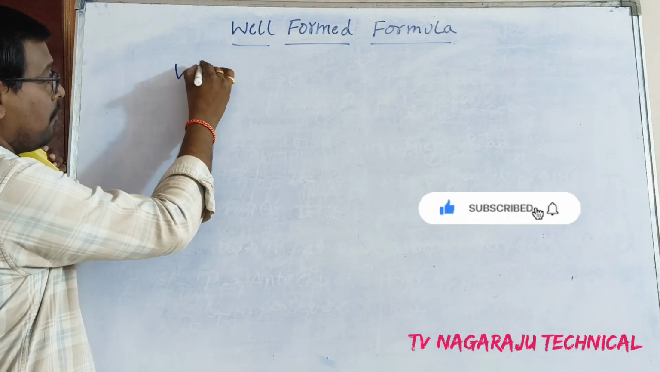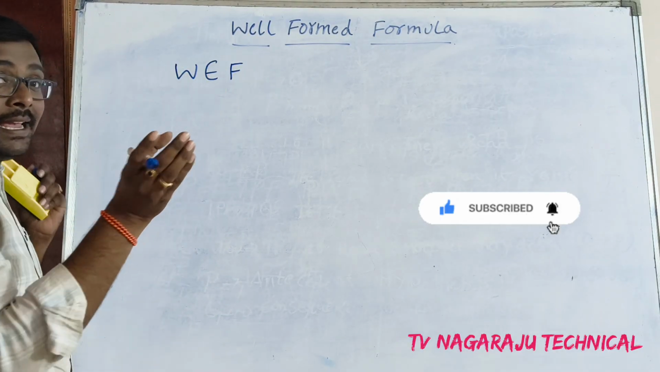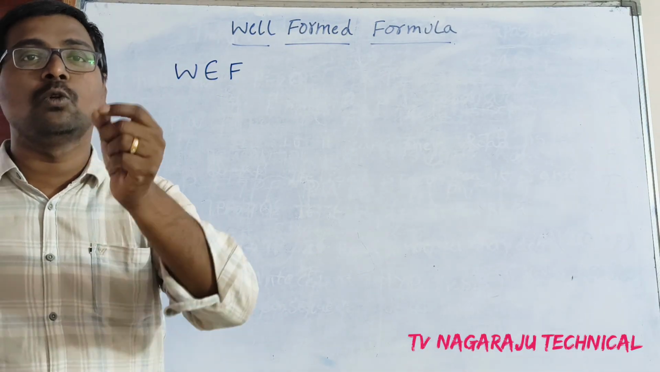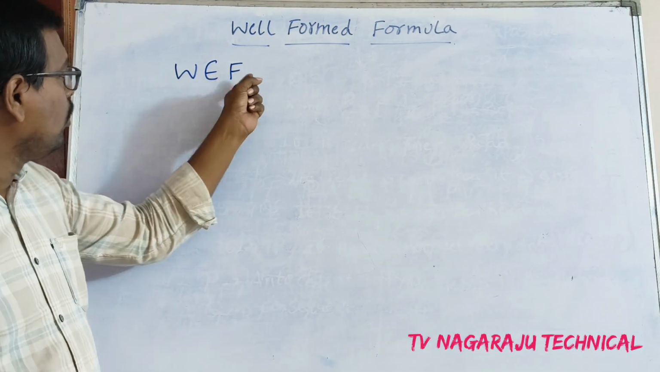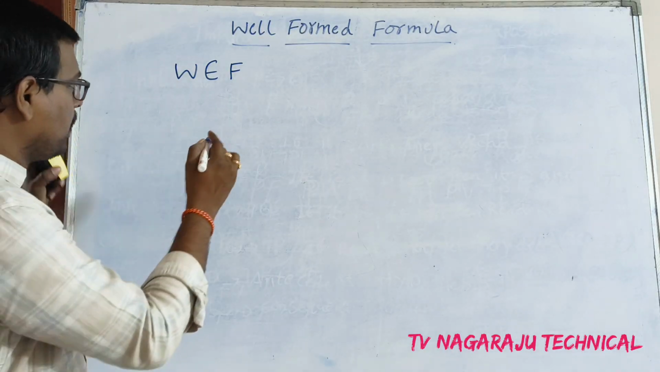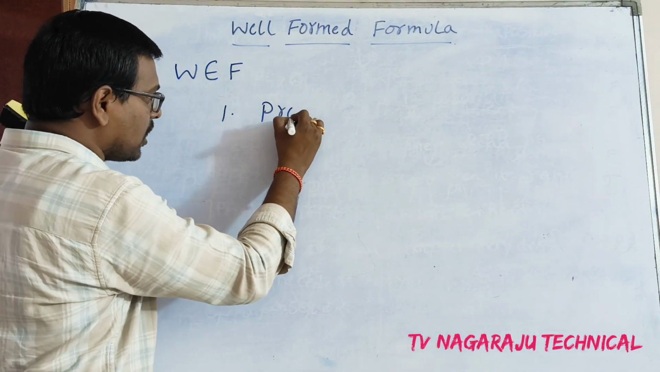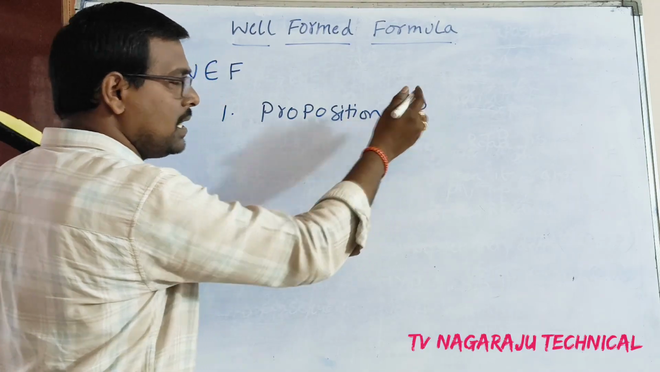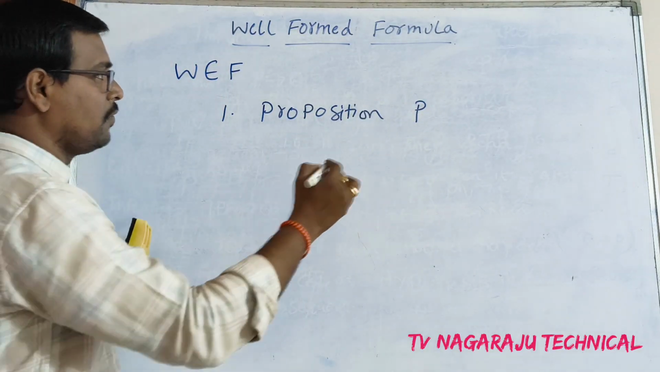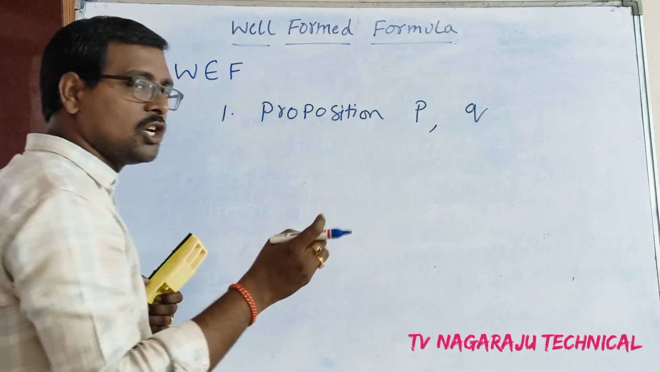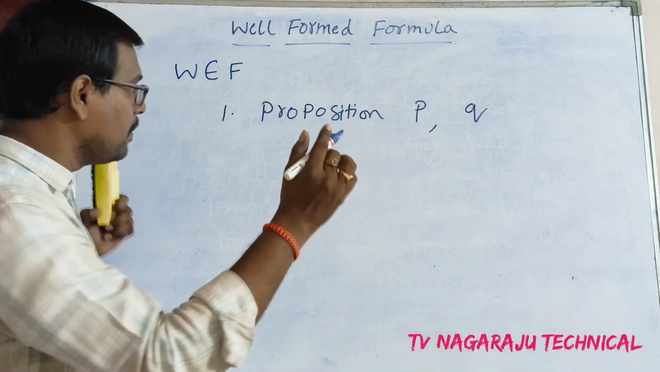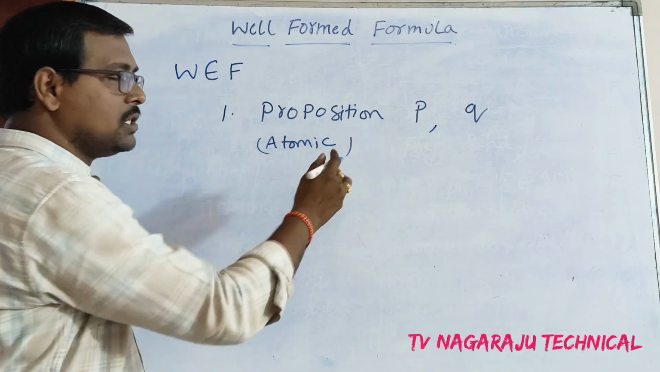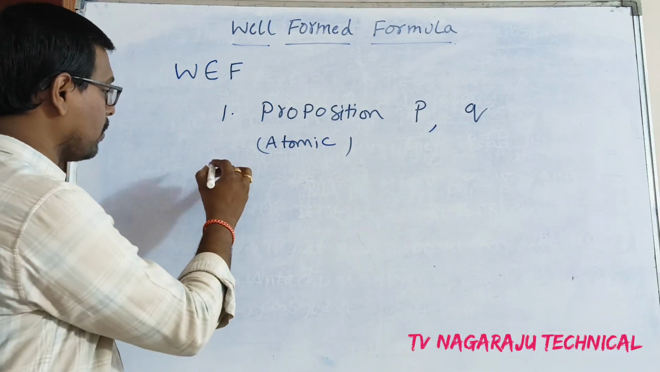Simply, a well-formed formula is a logic expression that is constructed by using the rules of the logic. Now, what is a well-formed formula? Simply, any proposition is a well-formed formula. Any proposition. Suppose P is a proposition. It is a well-formed formula. Q is a proposition. It is a well-formed formula. That means any simple atomic proposition is a well-formed formula.